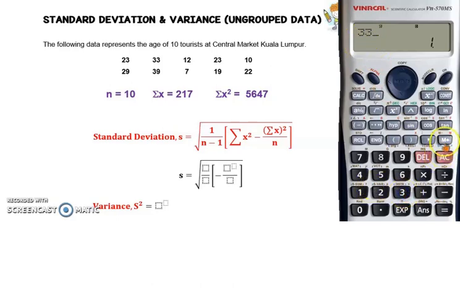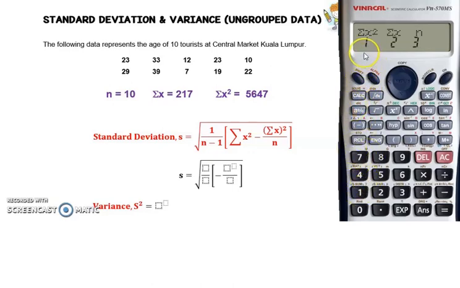Second data, 33 n plus, 12 n plus, until last data. Okay, last data 22 n plus. Okay, now you get n equal to 10. Okay, where to get these two values? So you look at number 1 here, you have function as sum. So you press Shift 1.